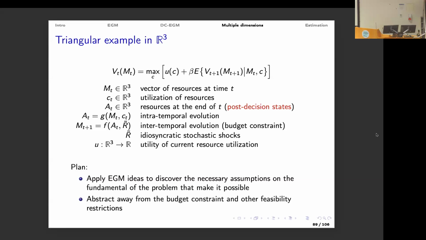Okay, the evolution of these variables, let that be given by a function G. And then this is intertemporal evolution, right? So this is a mapping from my state space variables and choice variables into these post-decision states. And then there's going to be an intertemporal evolution rule, which is like an intertemporal budget constraint, right? Which gives the state point tomorrow dependent on these end of period or post-decision states and maybe some shocks.